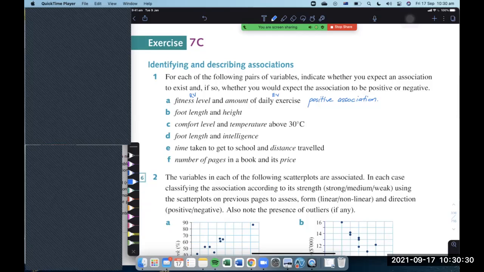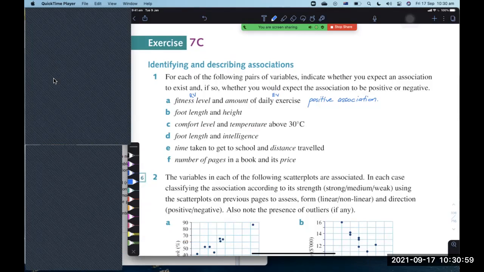I'll hand the floor to someone else. Foot length and height. Do you reckon they're associated? Of course, you can answer this. Uma? Yeah, you can go.